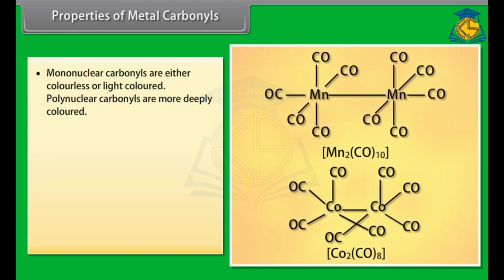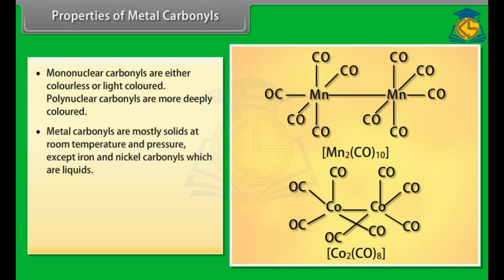Properties of metal carbonyls. Some important properties of metal carbonyls are following. Mononuclear carbonyls are either colorless or light colored. Polynuclear carbonyls are more deeply colored. Metal carbonyls are mostly solids at room temperature and pressure except iron and nickel carbonyls which are liquids.